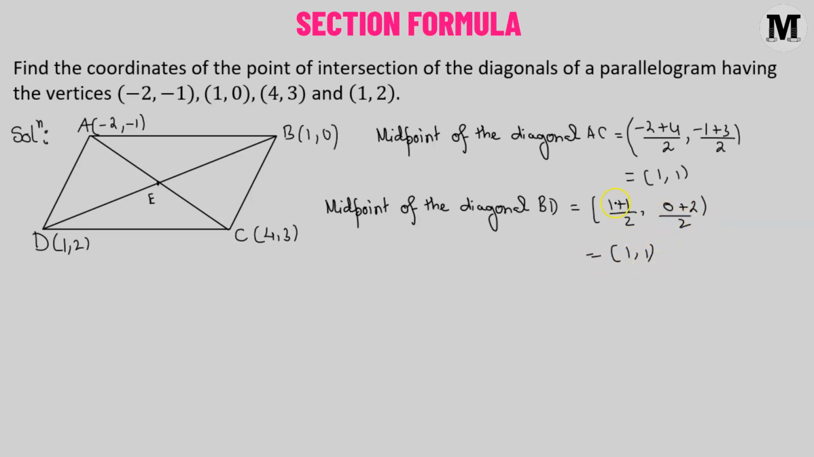Now clearly we observe here that the midpoints of both AC and BD have the same coordinate value, (1, 1). So that means they are bisecting each other, and indeed the coordinate of the intersection of the two diagonals will be (1, 1).